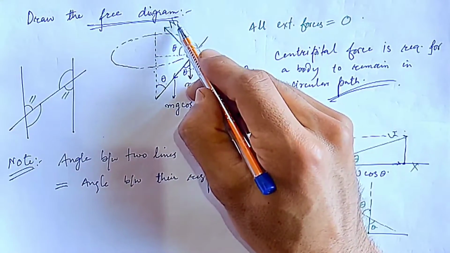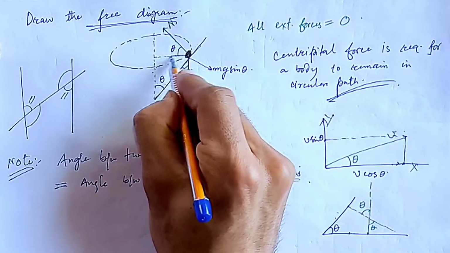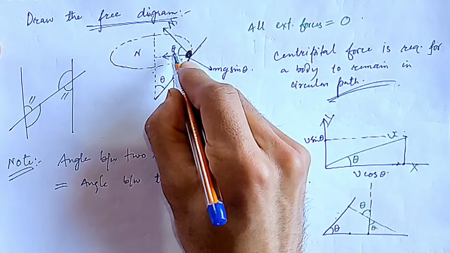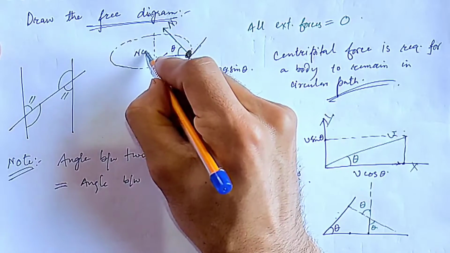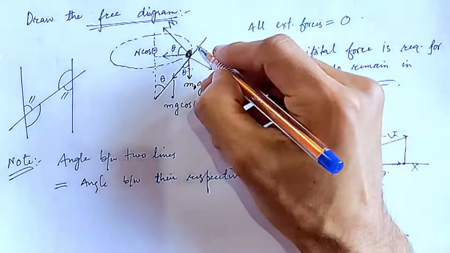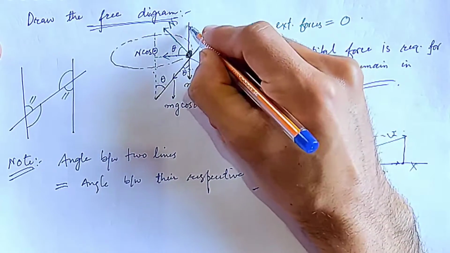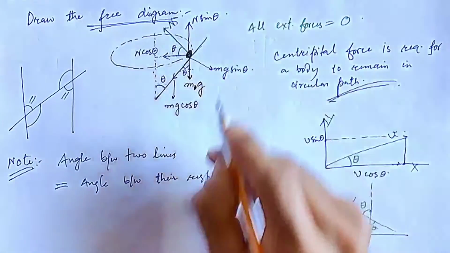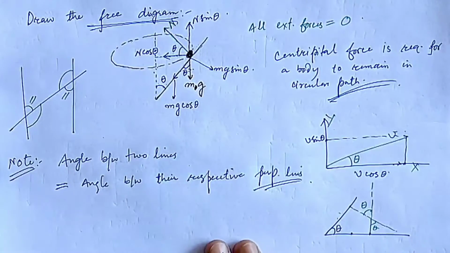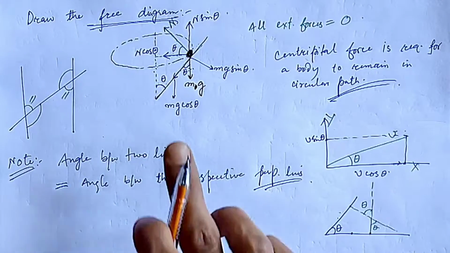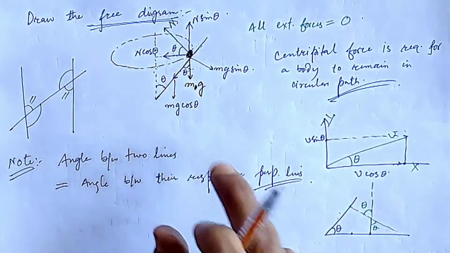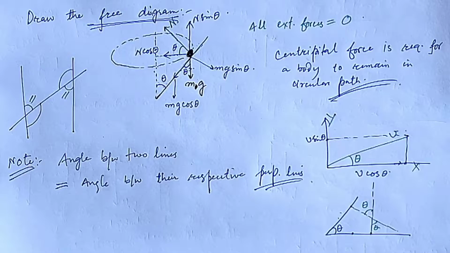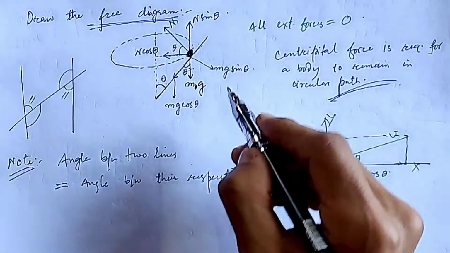So n will be divided into two components as well. Along theta it will be the n cosine component, that is n cosine of theta, and perpendicular to it it will be n sine of theta. Now the free body diagram is complete. Observe this free body diagram keenly. You will get the answer yourself. Keep that in mind.